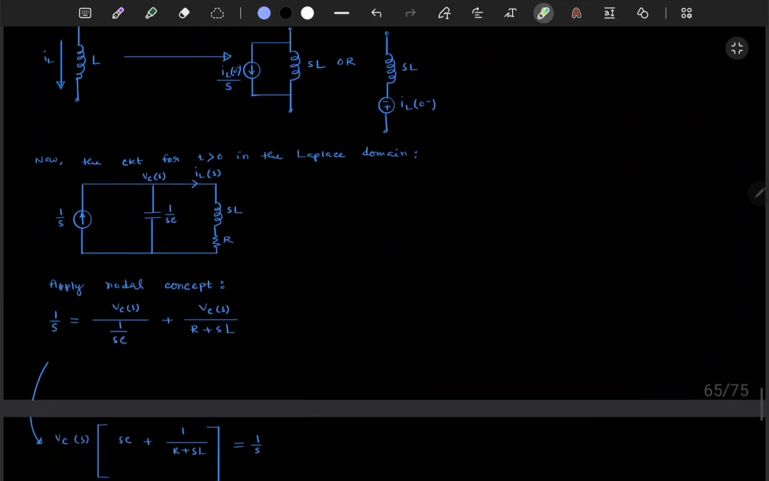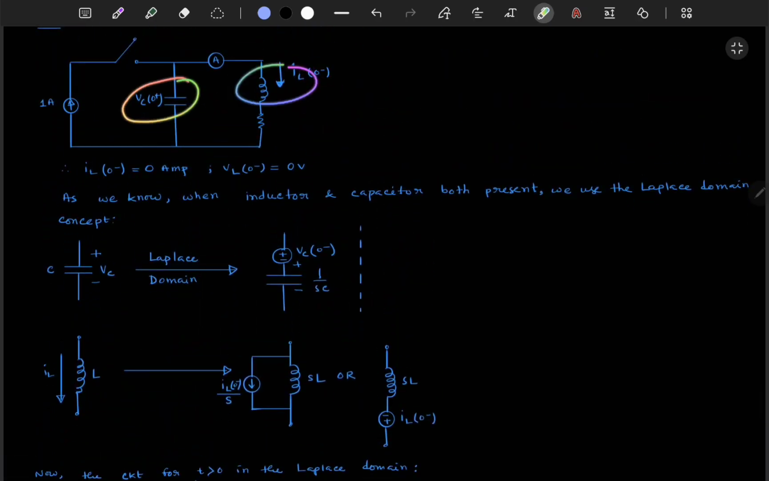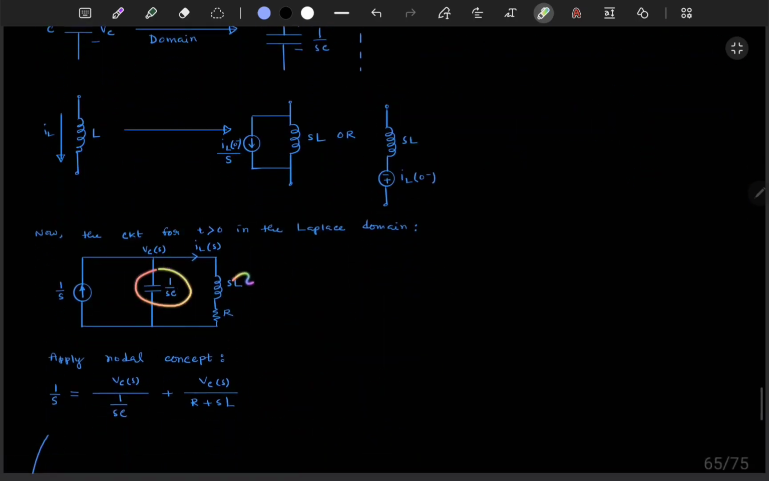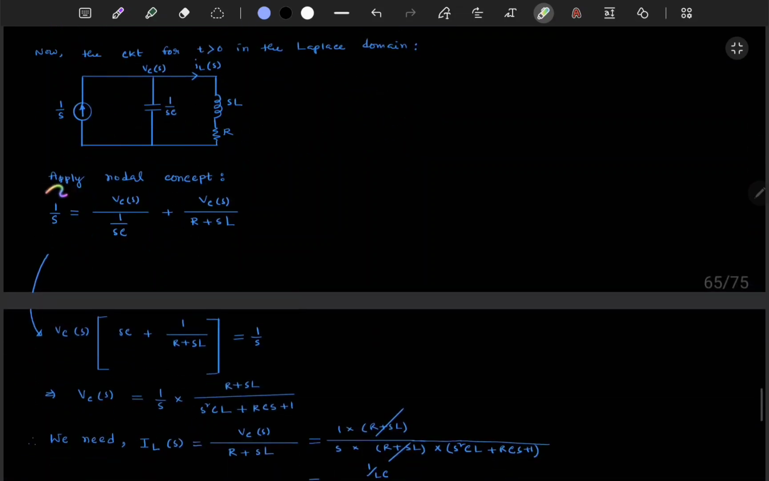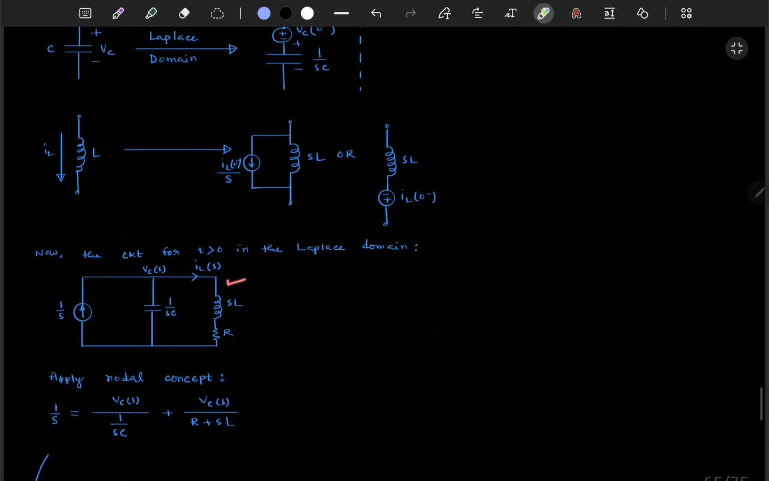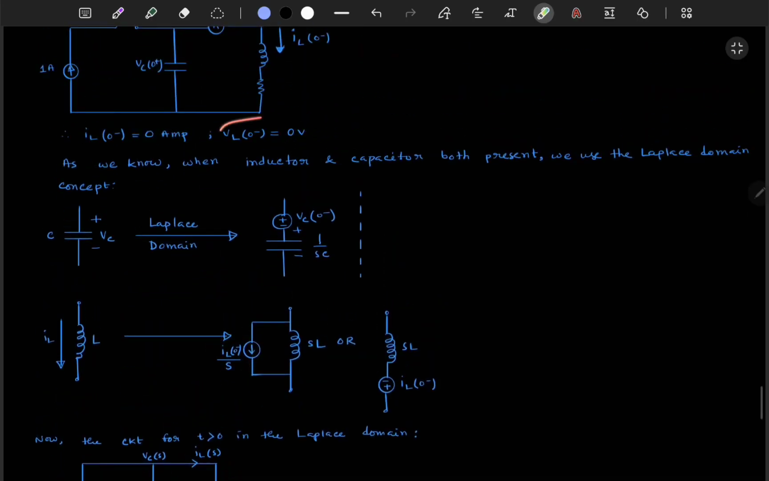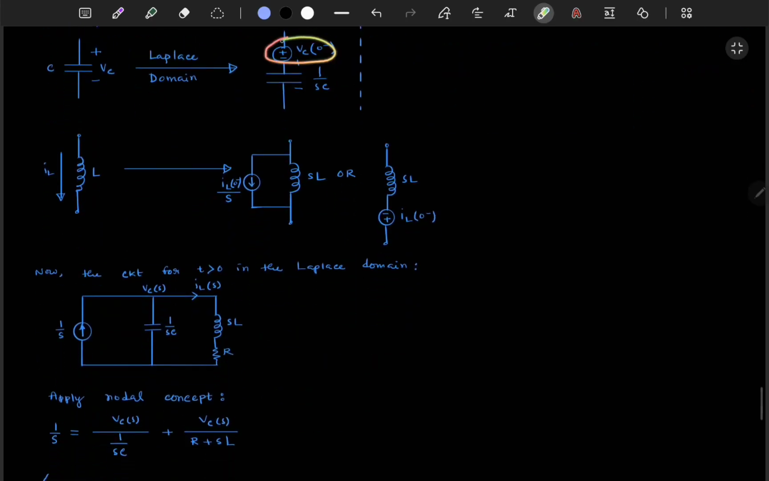Now the circuit for t greater than 0, when the switch is closed, in the Laplace domain will be like this. We are just converting everything into the Laplace domain. At that moment the voltages are 0 and the current is 0, so we are not including these in this circuit.